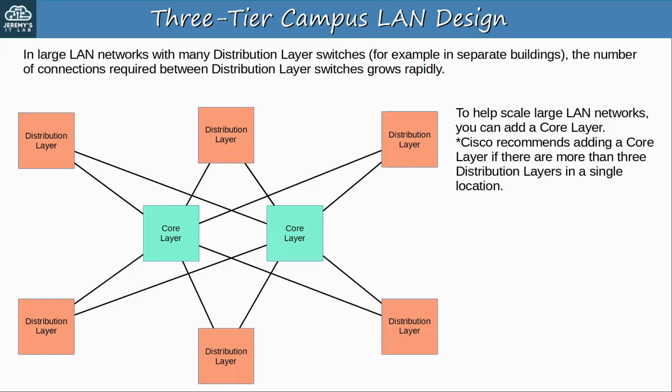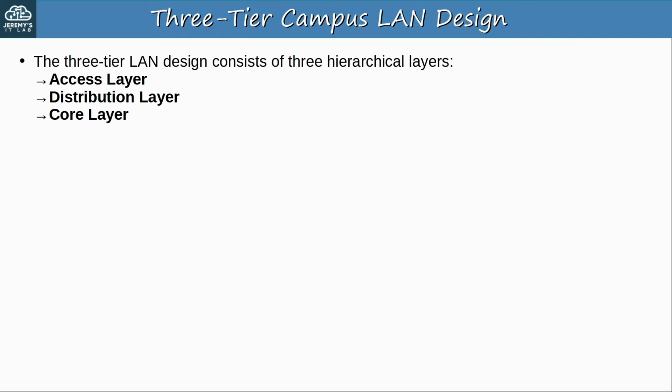Each distribution layer connects to the core layer. No need for a full mesh of direct connections between the distribution layer switches. These core layer switches are a pair of very powerful and fast switches. So let's take a look at how the core layer works now. When we add a core layer, we now have a 3-tier LAN design: access, distribution, and core.